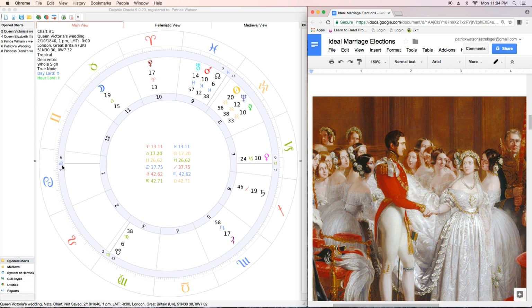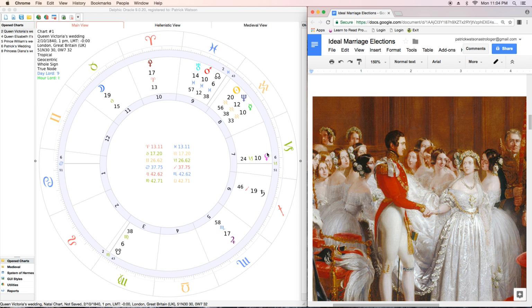So Cancer is rising, so that means the moon is going to be ruling this inception, this marriage, in which Queen Victoria was absolutely nuts about Prince Albert. And so we see the moon is in Taurus, and the moon is exalted in Taurus. It's one of its best positions it can possibly be in. So that's a really good start. I mean, if I were electing this, I would probably aim for that as well. I think that's pretty cool.